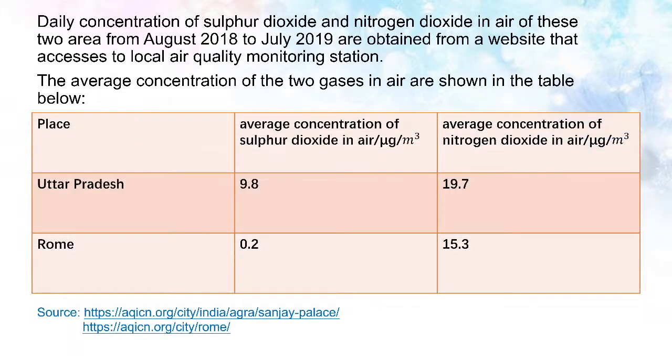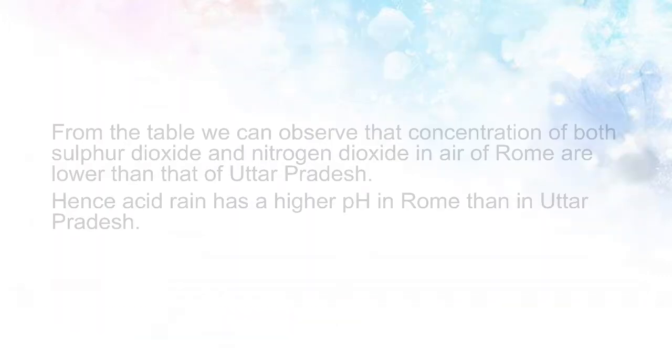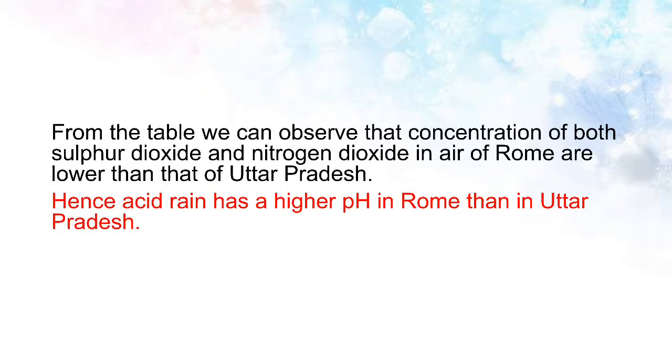Daily concentration of sulfur dioxide and nitrogen dioxide in air of these two areas are obtained from a website that has access to local air quality monitoring stations. The average concentration of the two gases in air are shown in the table below. From the table, we can observe that the concentration of both sulfur dioxide and nitrogen dioxide in air of Rome are lower than that of Uttar Pradesh. Hence, acid rain has a higher pH in Rome than in Uttar Pradesh.